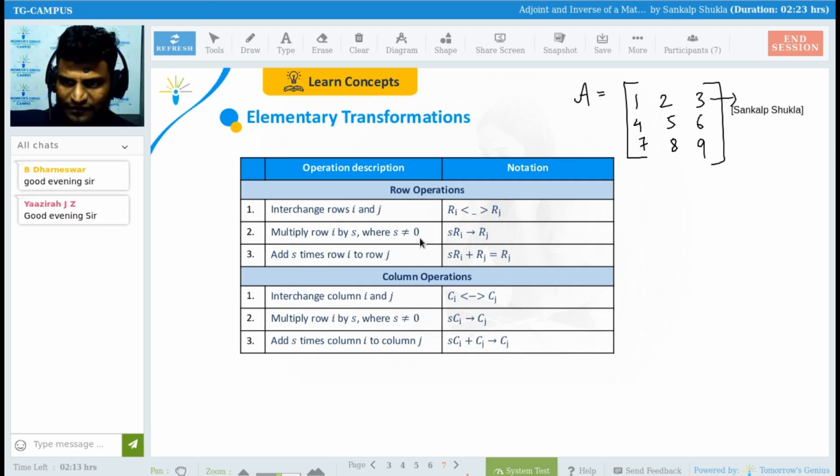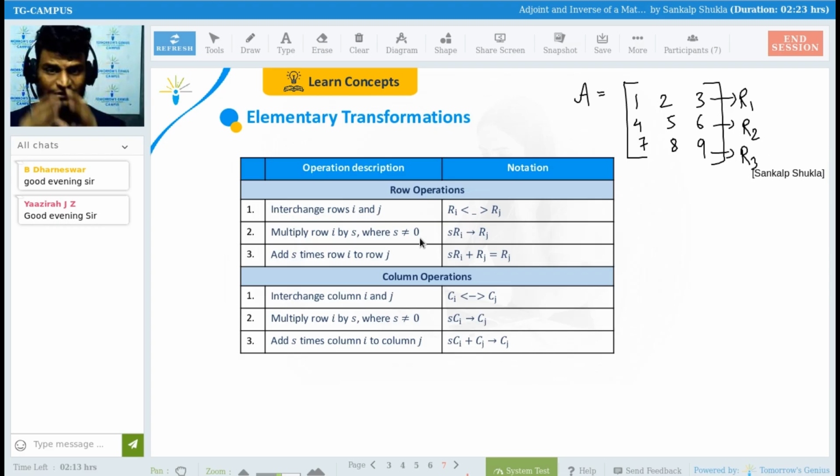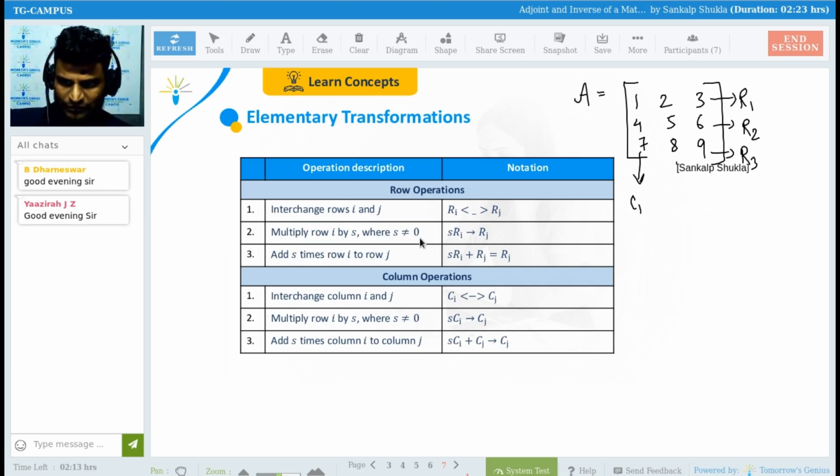Okay. For example, this I am having as R1, this as R2, and this as R3. Please note that these operations do not apply to a single element. These operations always apply to the entire row or to the entire column. Likewise, we have C1, C2 and C3. So we have R1, R2, R3 and C1, C2, C3 also. If any operation I am applying, it will not be implemented on a single element. It will always be implemented on the whole column or whole row. So what are these operations? Let's discuss in detail. These operations are known as elementary transformations.